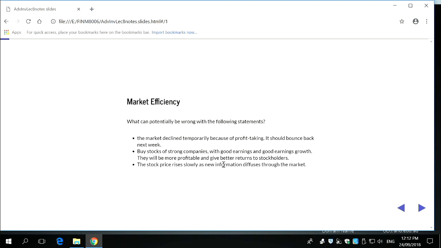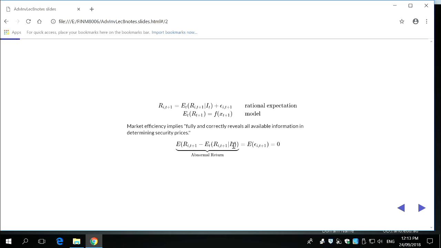That is against the market efficiency statement, but nevertheless, people increasingly find evidence to support this. Overall, all these statements are against market efficiency. So how do we actually say whether the market is efficient or not?